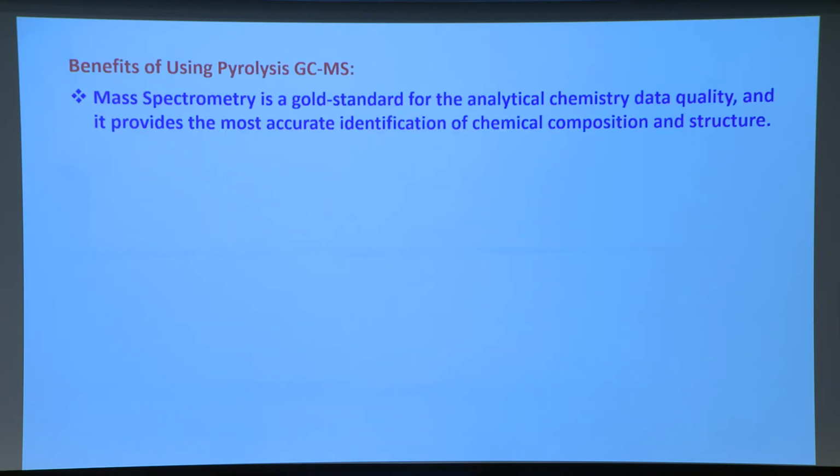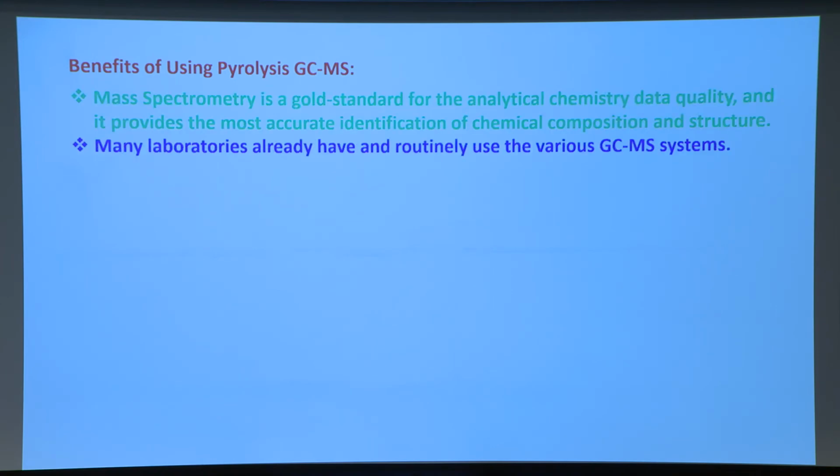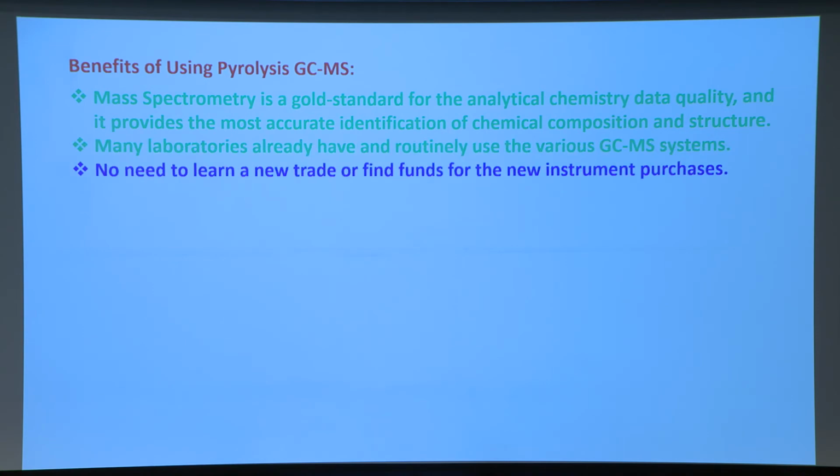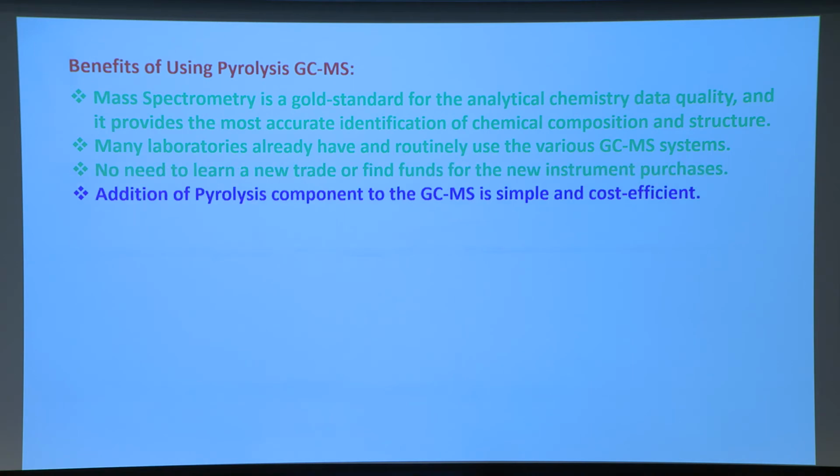If you have time, I can give you the benefits. The mass spectrum is the gold standard of analytical chemistry. It provides the most accurate information on the chemical composition and structure. Many labs already have a mass spectrometer in the laboratory, so there is no need to learn anything new or get additional funds to buy a new instrument. Additionally, pyrolysis is a very simple and cost-efficient procedure.